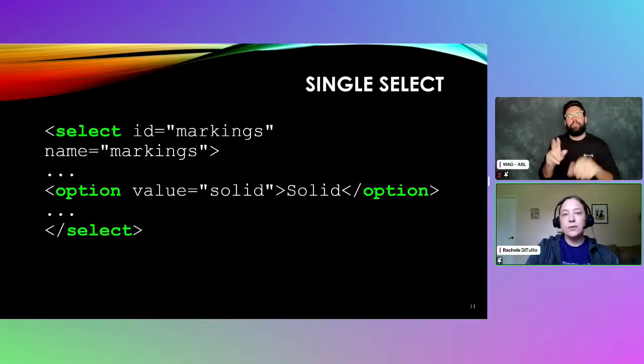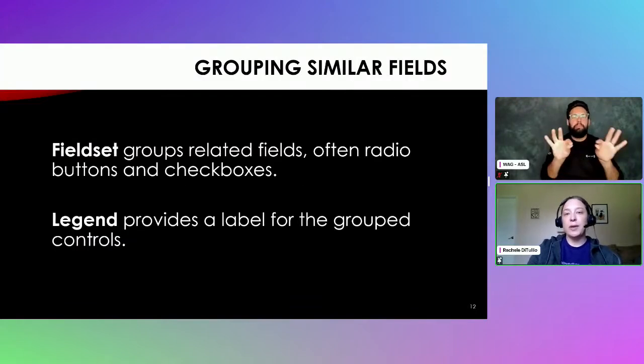Okay, so what if we have groups of related form fields like checkboxes or radio buttons? Well, let's talk about grouping similar fields. So to group similar fields, we use a field set, and a field set groups related fields, like I said, often radio buttons and checkboxes. And we give a label to our field set using the legend element. And the legend provides a label for the grouped controls.